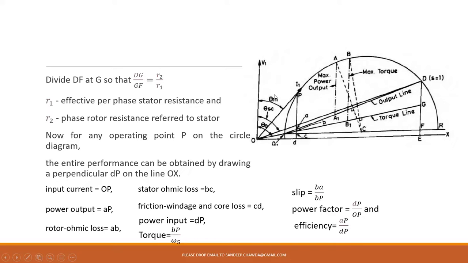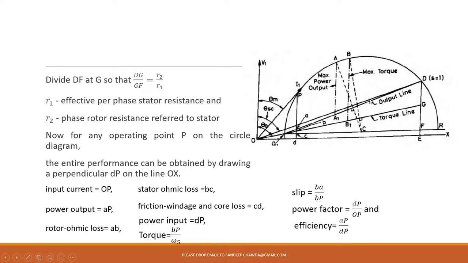Now you are also in a position to identify the output power. Here, where you get the intersection from this point Q on this line DP perpendicular, wherever it is going to cut, you can say that point is A. So this AP is going to give you the power output.